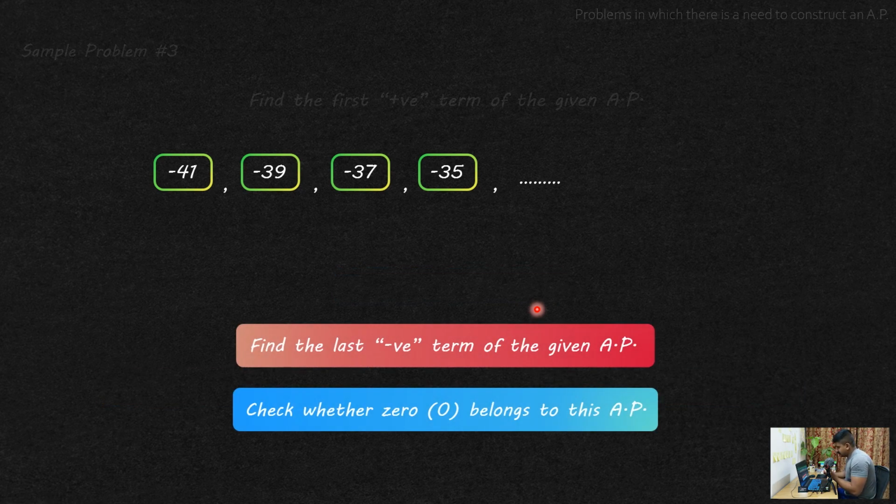Now before we move ahead, this question can also be asked in two different ways. Find the last negative term of the given AP, or check whether 0 belongs to this AP.